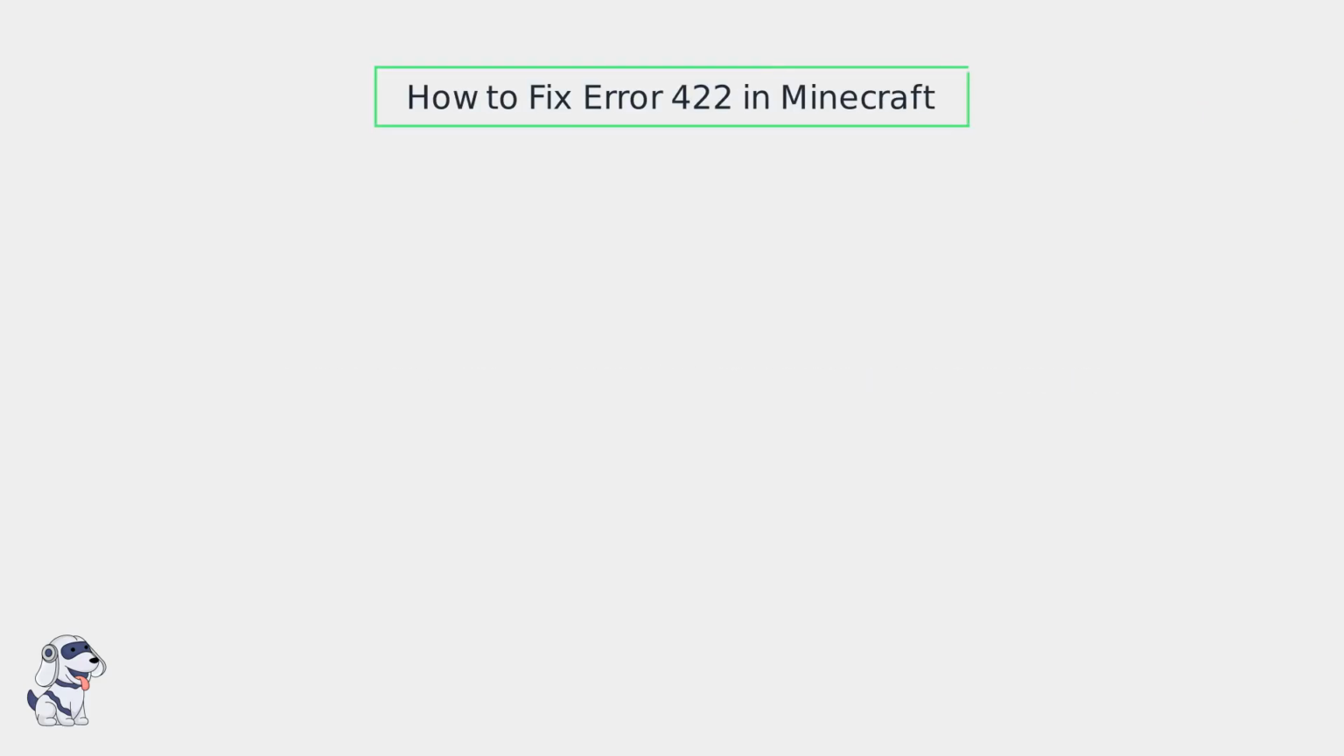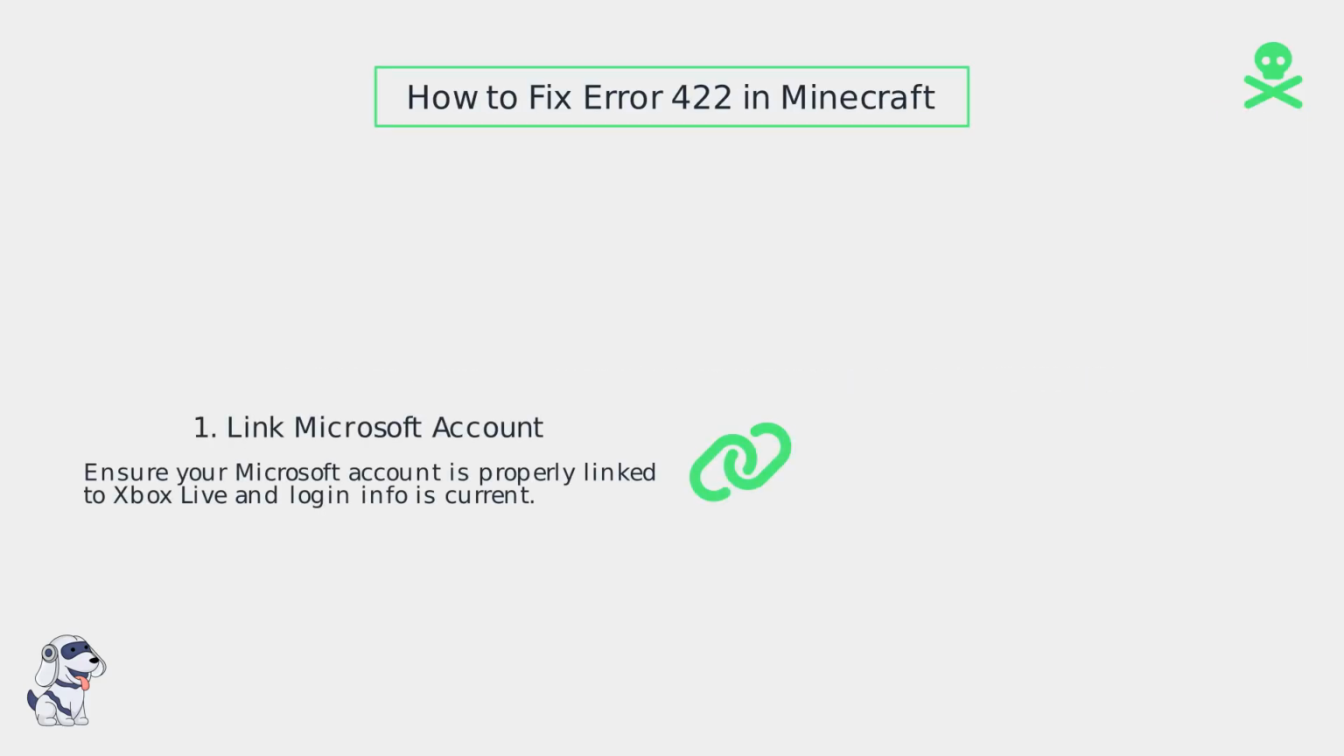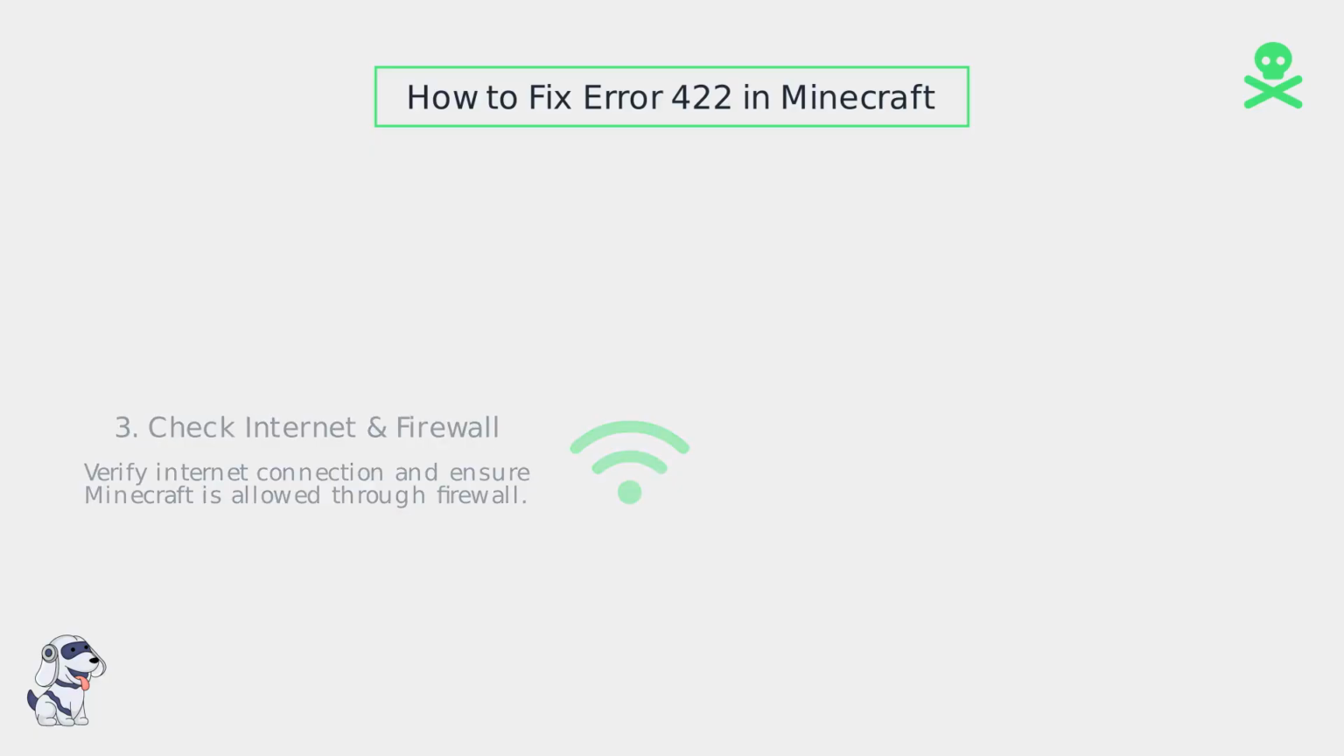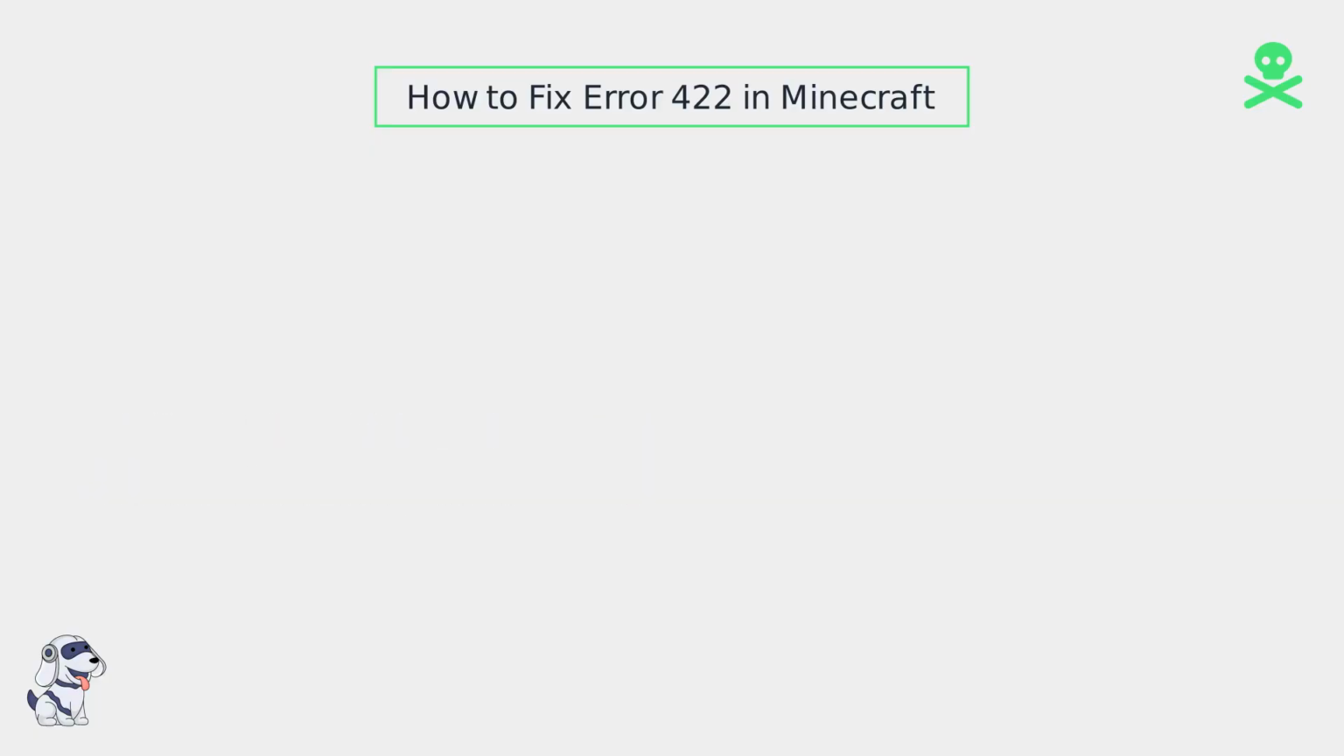Since Error 422 is usually a client-side issue, there are several steps you can take to fix it. First, ensure your Microsoft account is properly linked to your Xbox Live account and that your login information is current. Restarting your game or your entire system is often a good first step. Check your internet connection and ensure Minecraft is allowed through your firewall.